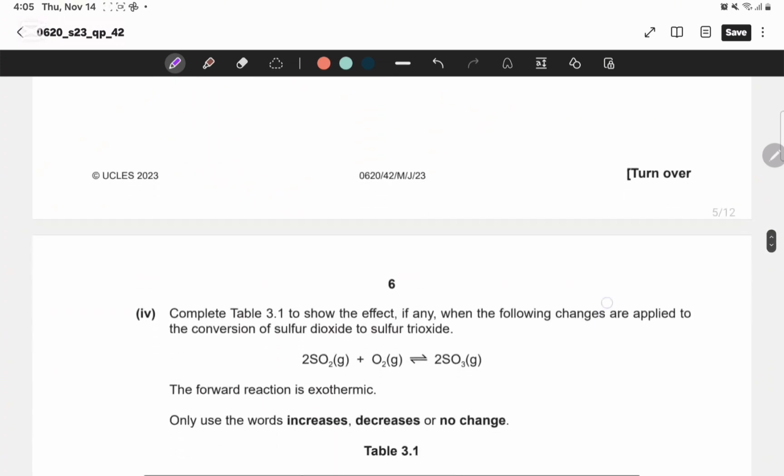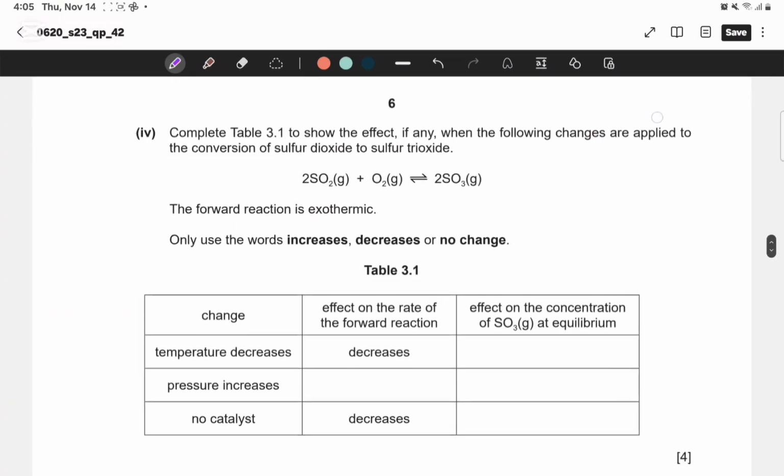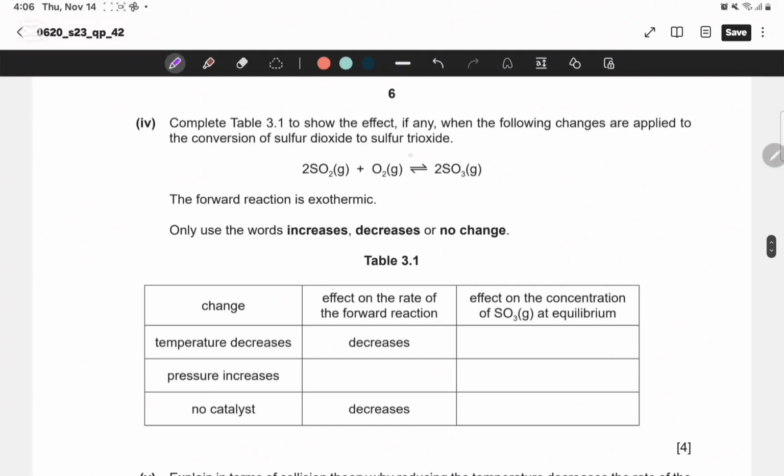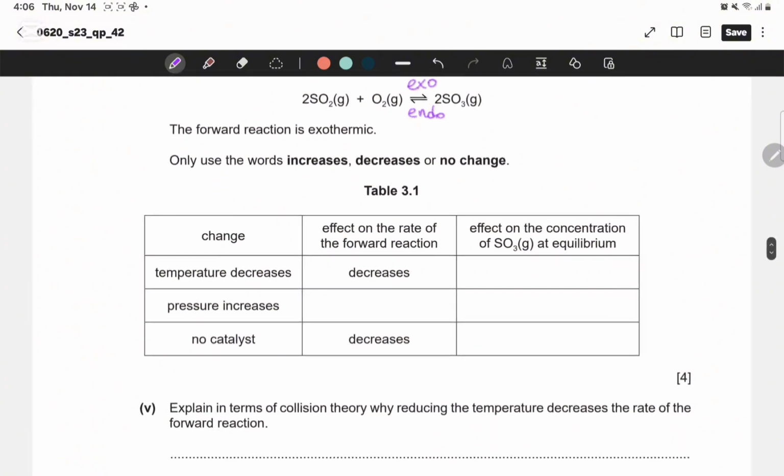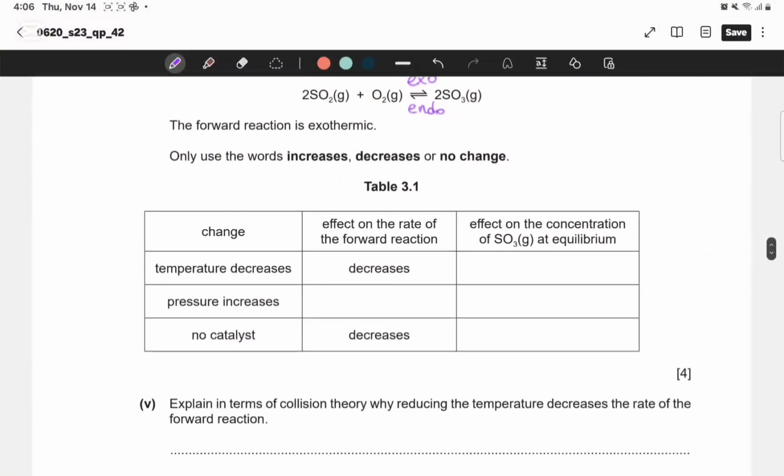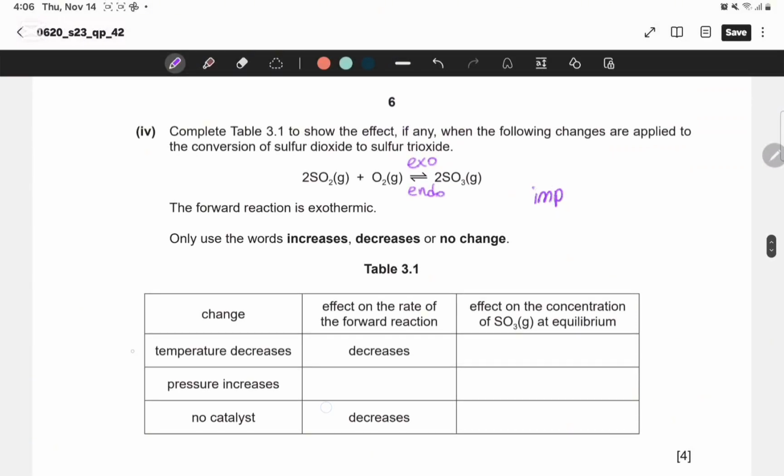Okay, then here complete the table. 3.1 forward reaction is exothermic. So here exo, then backward is endo. Okay, and here they want to know what happens when you decrease the temperature. Okay, if my impulse change here for the first one is decreasing the temperature, equilibrium would increase the temperature by going to the exothermic side. So since the forward reaction is exothermic, it's gonna go to the right, which would increase the amount of SO3. So amount of SO3 would increase.